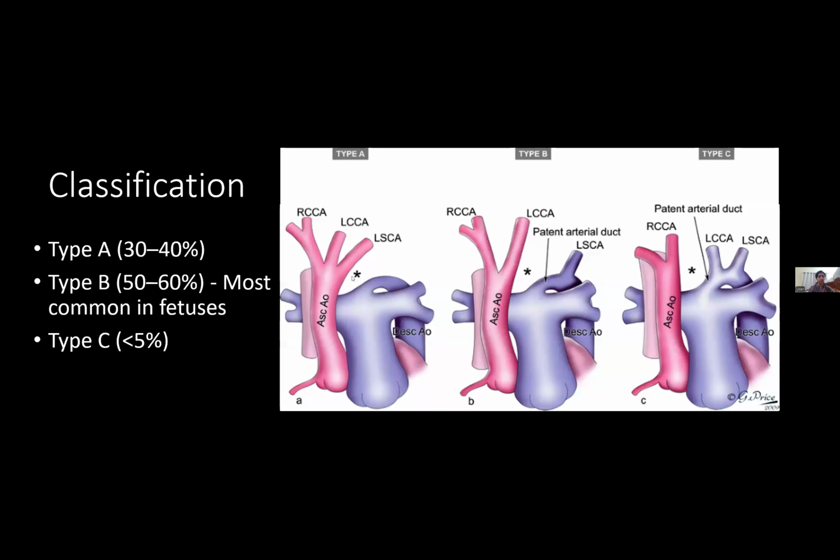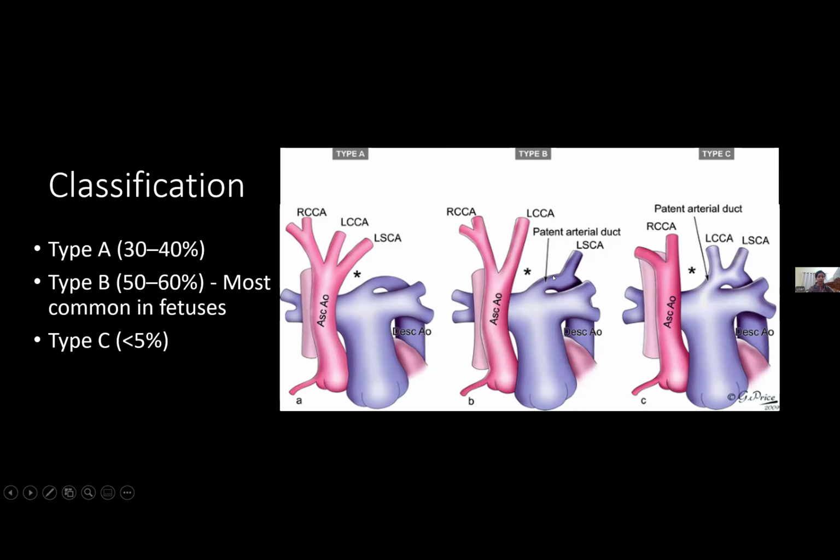To bring everything together, we'll conclude with the interrupted aortic arch, where there will be a complete structural discontinuity between the ascending and the descending aorta. It is classified into 3 types by Celoria and Patton based on the location of the interruption in the aortic arch. In type A, the interruption occurs distal to the left subclavian artery.